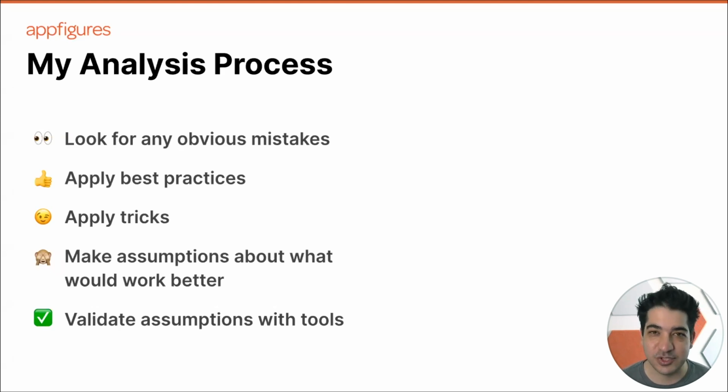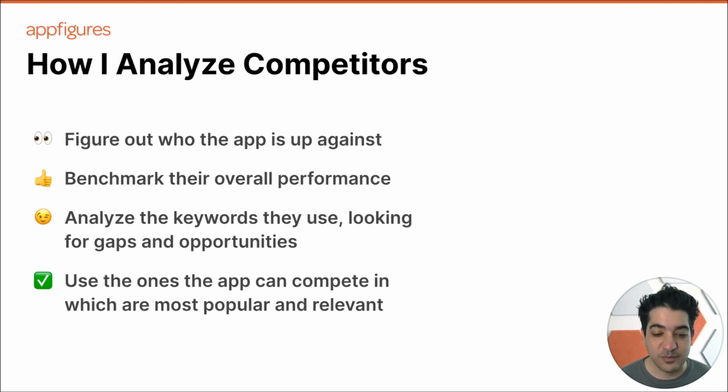Then I make assumptions about what I think is going to work. Sometimes I'm right, sometimes I'm wrong, but I validate it with data. When I look at competitors, I first try to figure out who we're up against, who's directly competing with the app, who isn't, but still is within range, meaning when you type in a keyword that's relevant, they come up even if they don't have the same set of functions or features. And then I try to figure out what their performance is like.